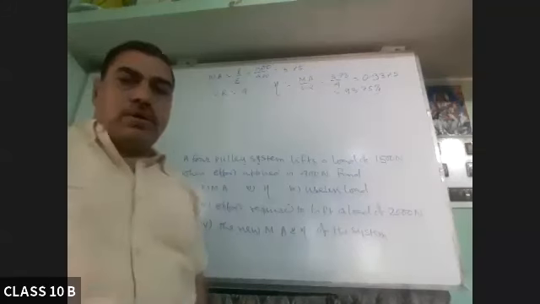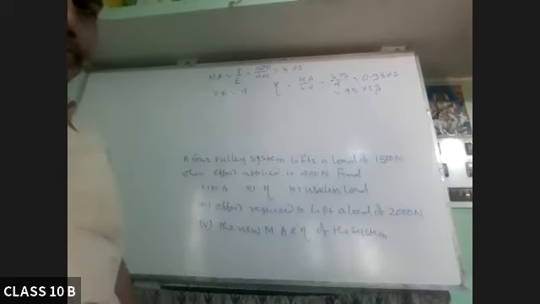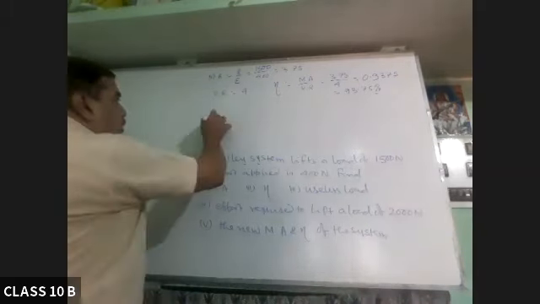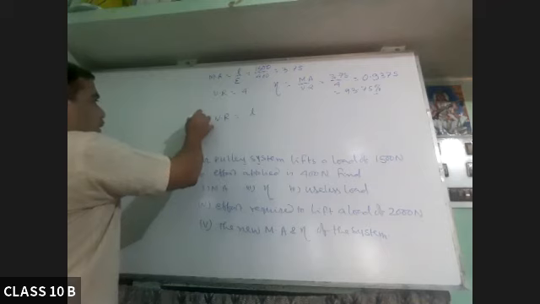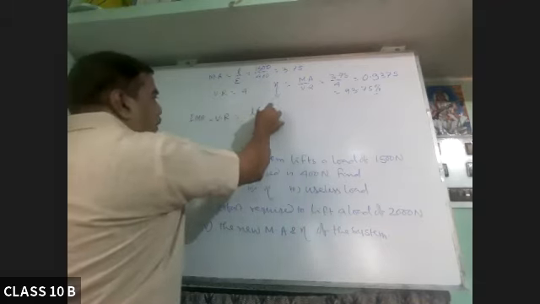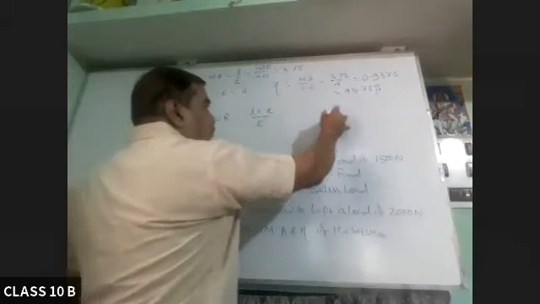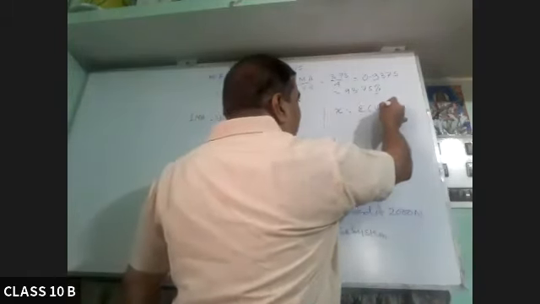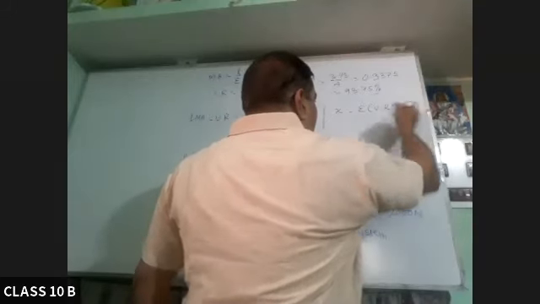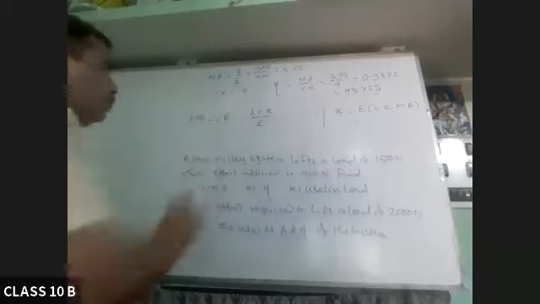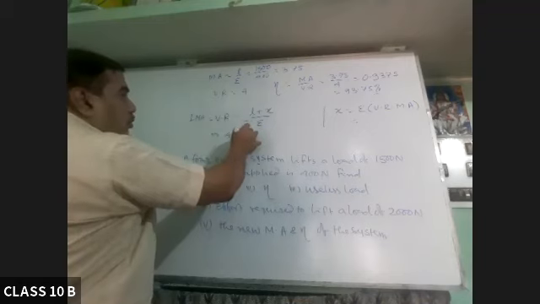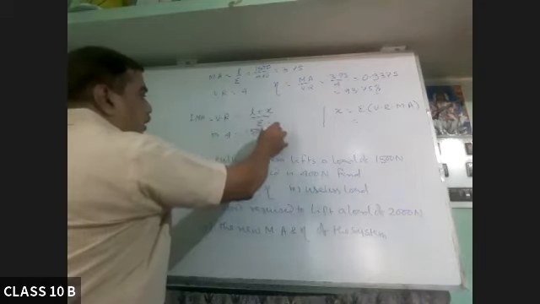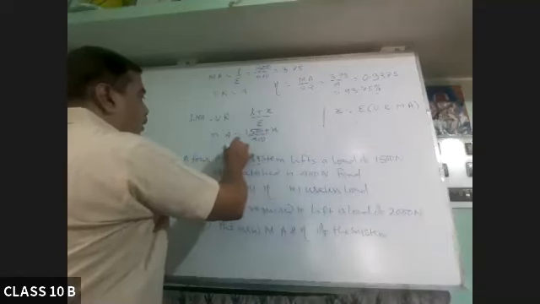Now useless load. If you forget that formula, no problem. This velocity ratio is ideal mechanical advantage, L plus X over E. So if you are forgetting that formula, suppose this X is what? E times VR minus L. If you can't recall, no problem, we'll use this one only. So this 4 will be equal to 1500 plus X over 400. So this X is 100 Newton.